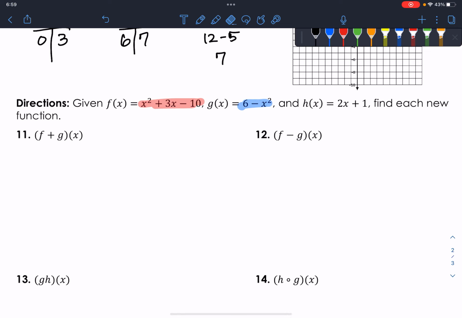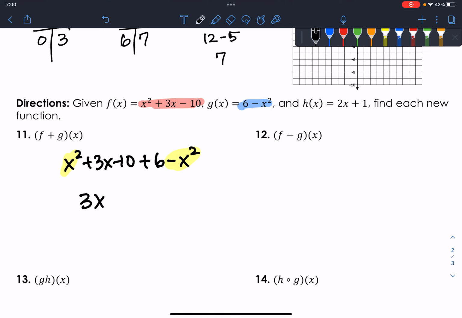So x squared plus 3x minus 10 is added with 6 minus x squared. And we don't need parentheses here since we're going to add these two things together. So I don't have to group any of these two with parentheses. And then just simply combining like terms. So x squared and negative x squared, that's equal to 0. 3x doesn't combine with anything, so that's the same. But negative 10 and a positive 6, that combines to a negative 4. So this is your answer.